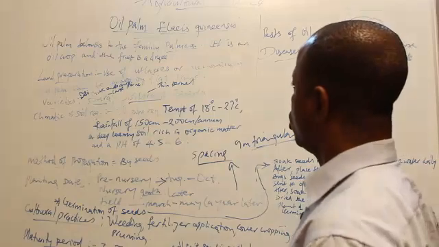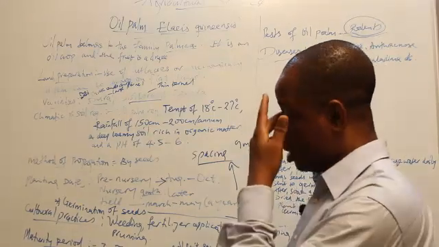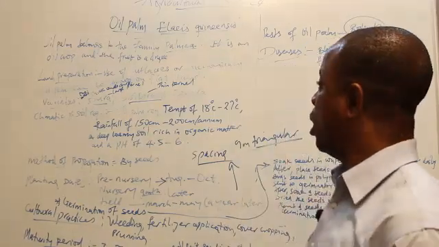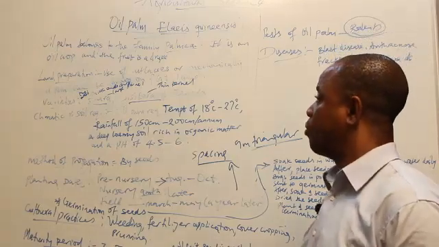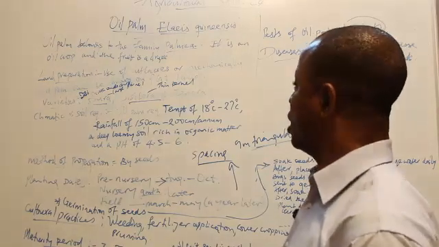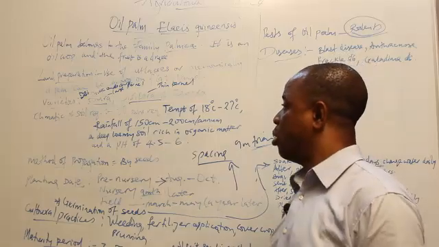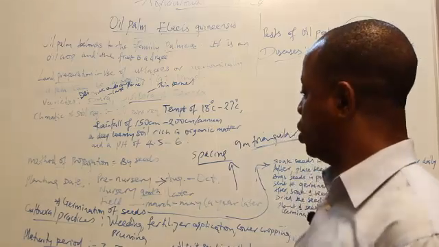Oil palm is known to be very, very essential, and in many countries, it's a source of foreign earnings. In Nigeria, many years ago, it was a source of major foreign earnings.